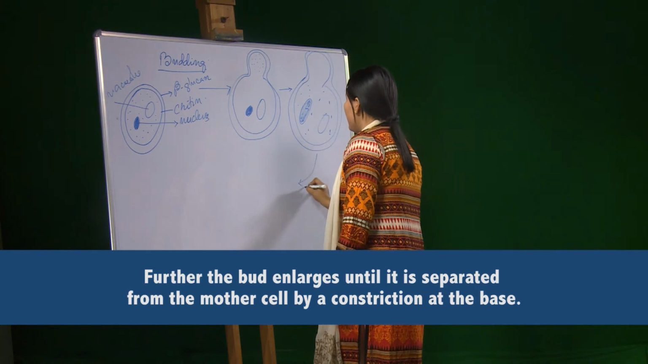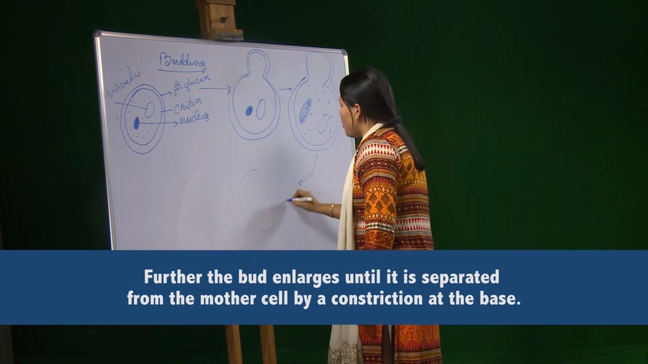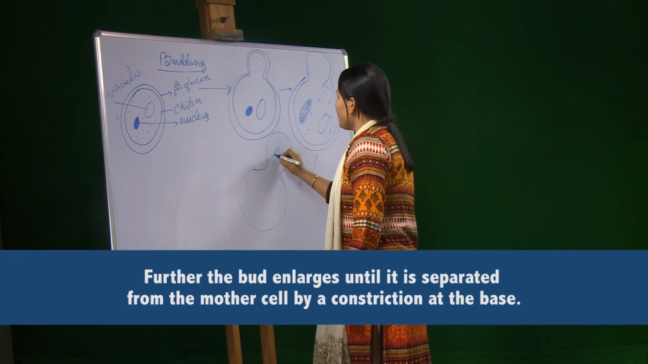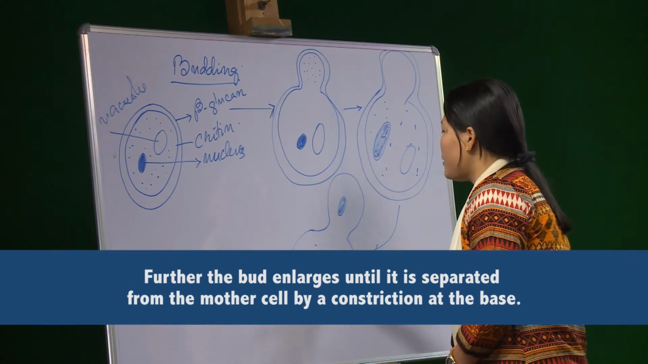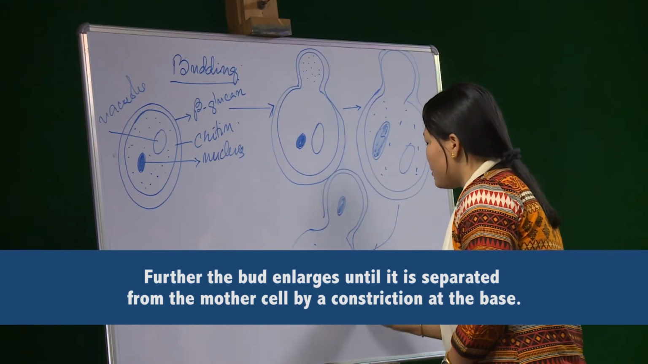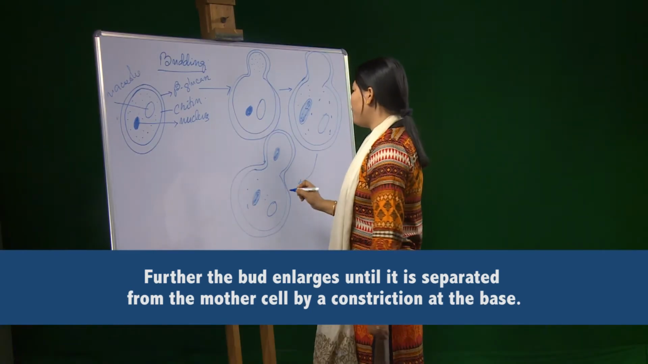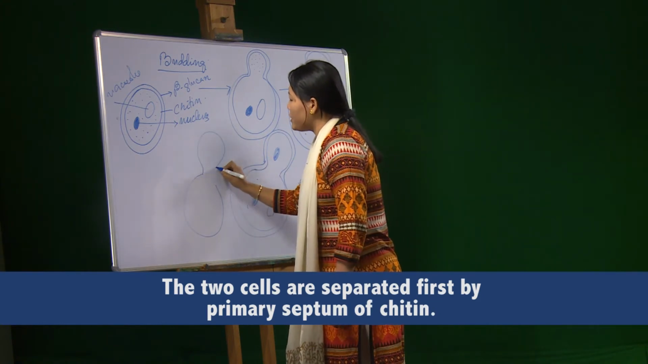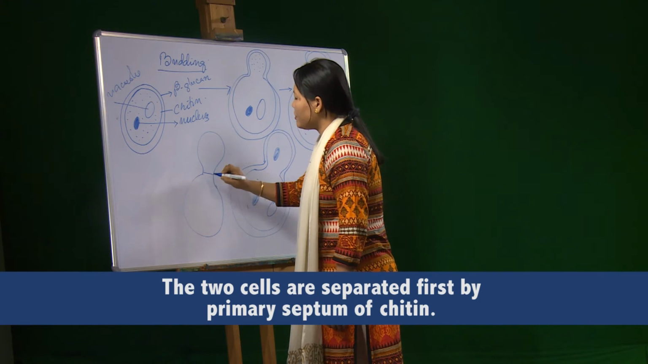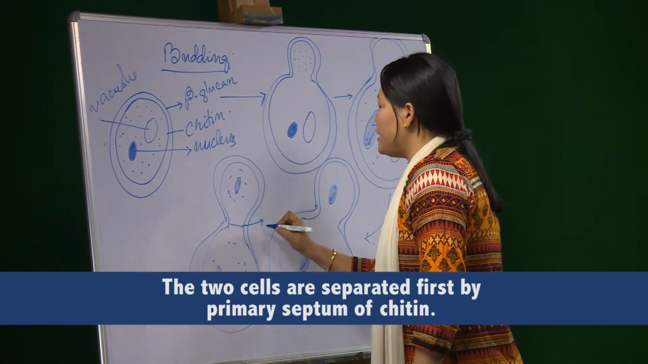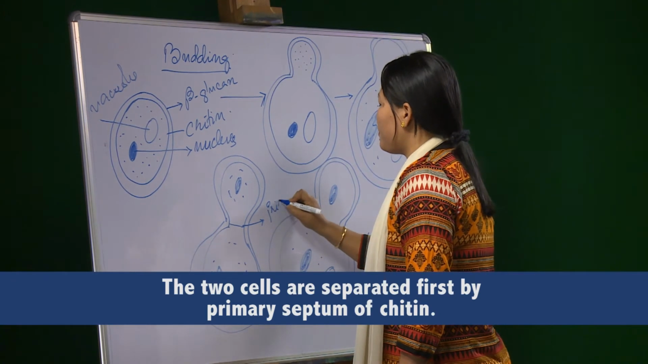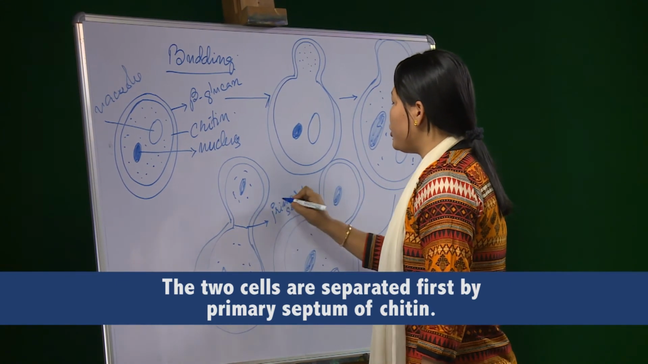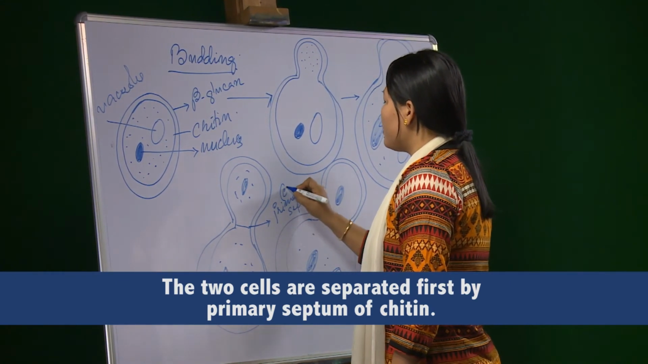And next, this will result in the transfer of the nucleus into the daughter cell. This is the vacuole. These are the cytoplasmic content. And further, the primary septum will be formed. Primary septum is made up of chitin. So this is the primary septum, which is made up of chitin.